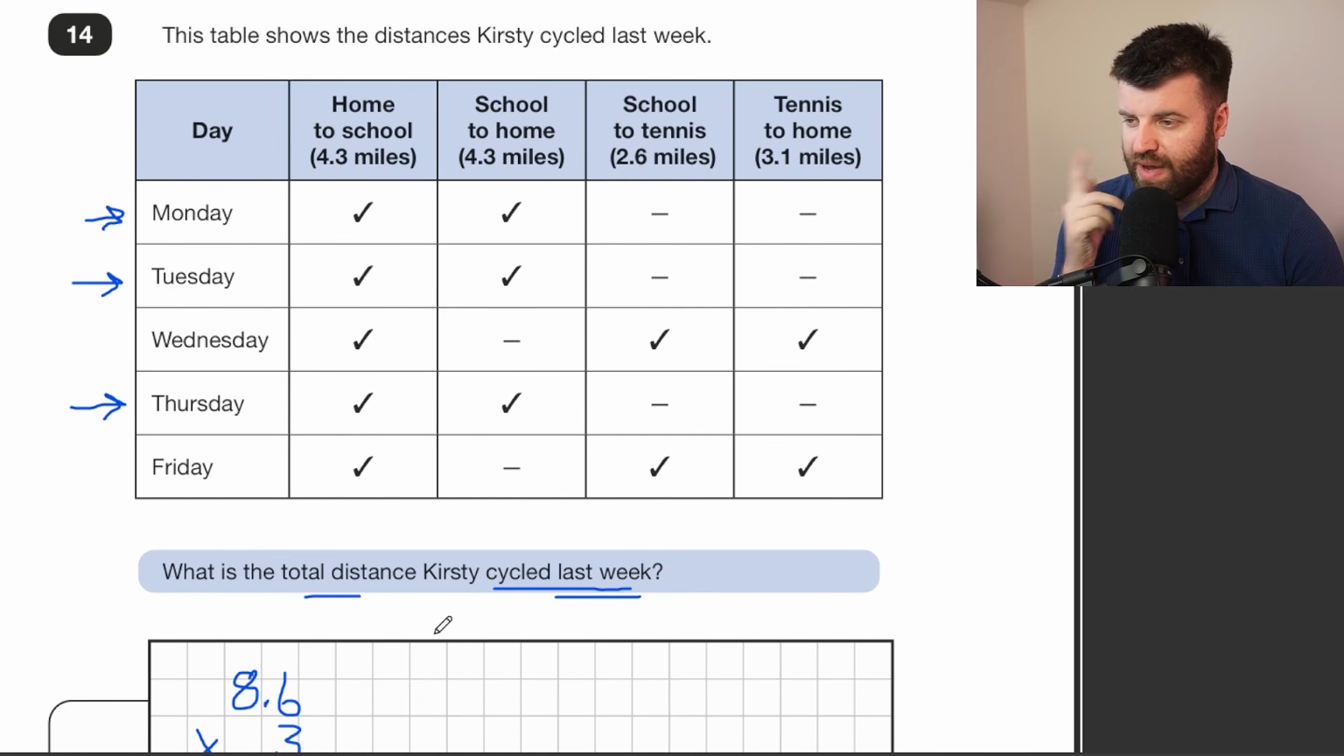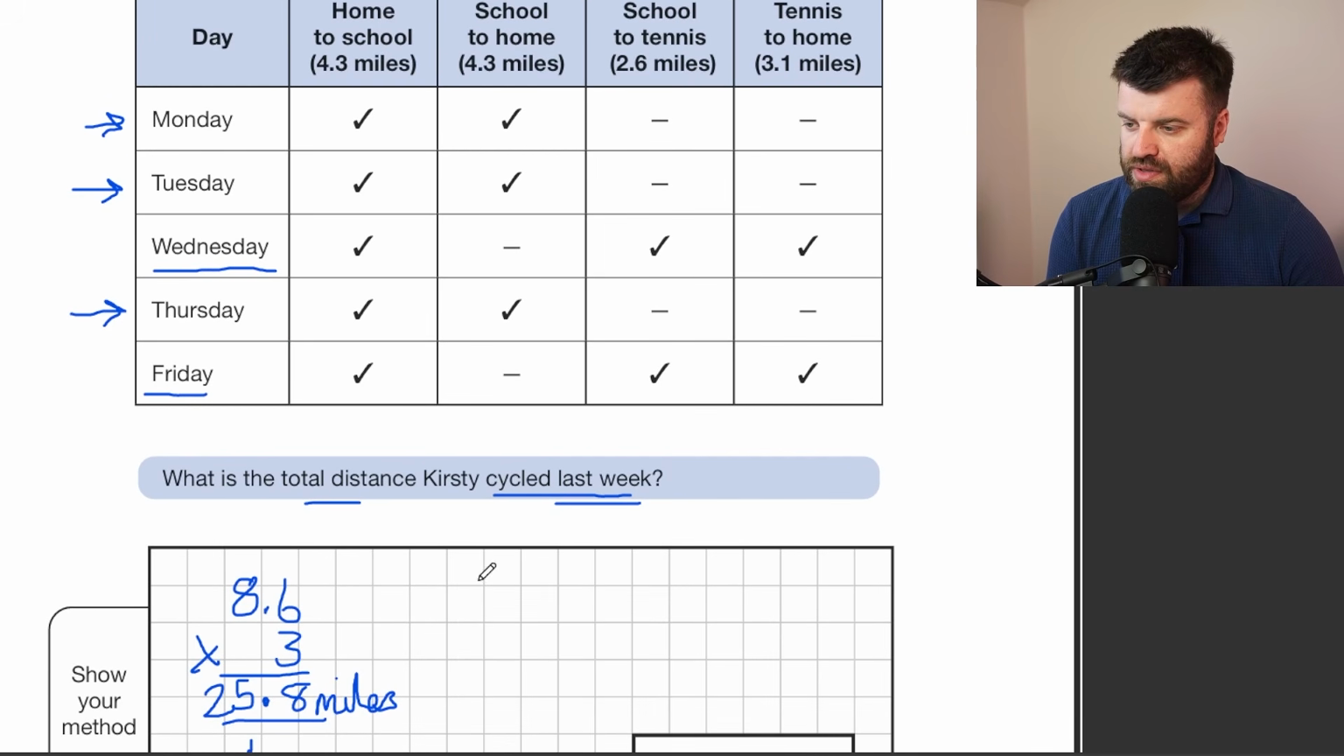Then I need to look at Wednesday and Friday. And you might notice again that it's the same journeys. So let's work out one of them and then times it by 2 at the end. She went home to school, which was 4.3 miles. So let's write that down. She went from school to tennis, which was 2.6 miles. Let's write that down. And then she went from tennis to home, which was 3.1 miles.